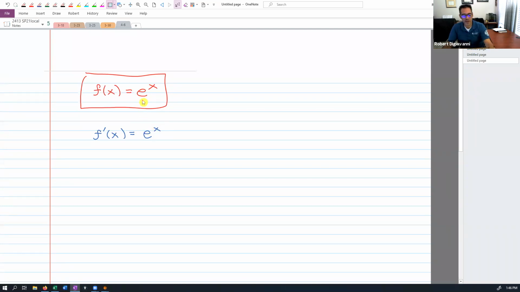Does that make sense? If this represents the y value coming out of the function, and I'm telling you that the slope of the tangent line is equal to that y value, that's the slope, then what I'm telling you is that the function f of x equals e to the x, when you take its derivative, you get e to the x. It is itself. It is its own derivative.